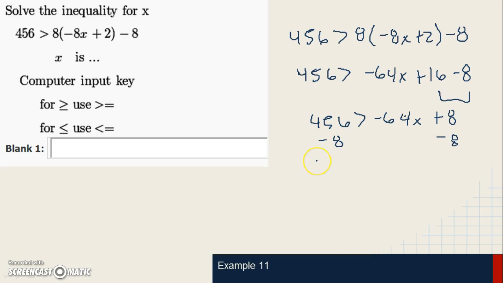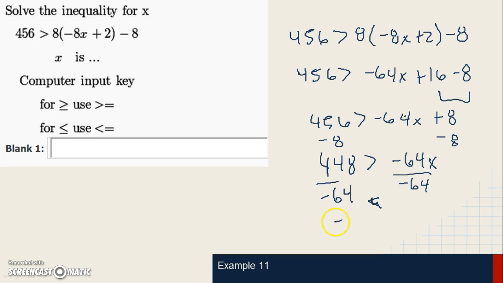And I have 448 is greater than negative 64x. Now I've got to eliminate the negative 64 by dividing both sides by negative 64. When I divide by this negative, again, make sure that you flip the sign. So I'm going to flip it this way. And I have 7 is less than x. Now because I need x on the left side, I'm just going to turn this inequality around, so x is greater than 7. I'm going to come up here to my answer blank. x is greater than 7.